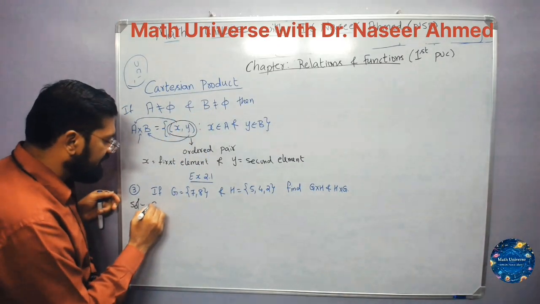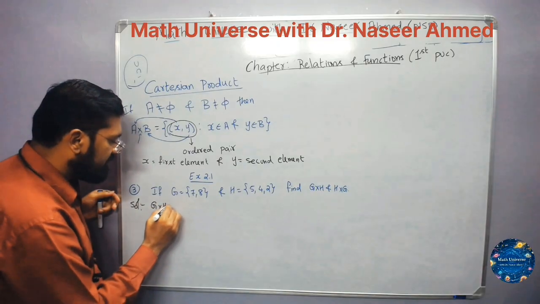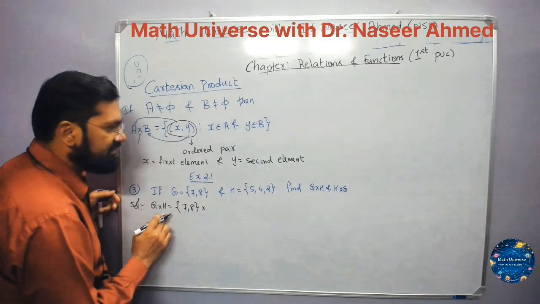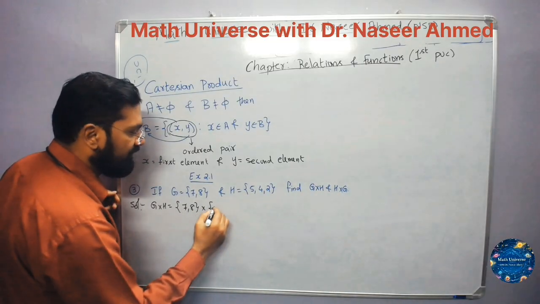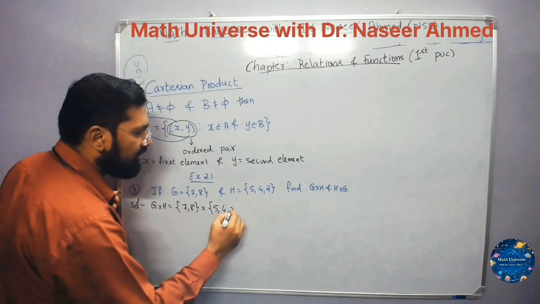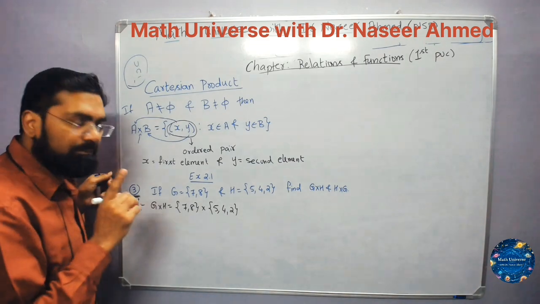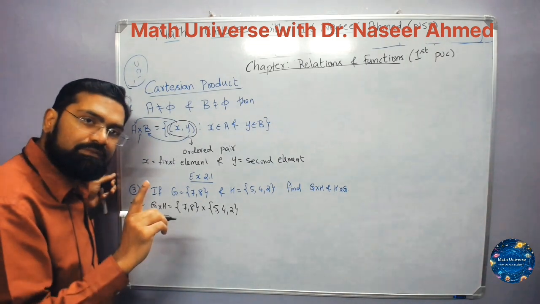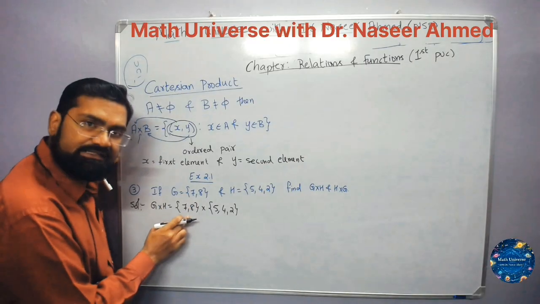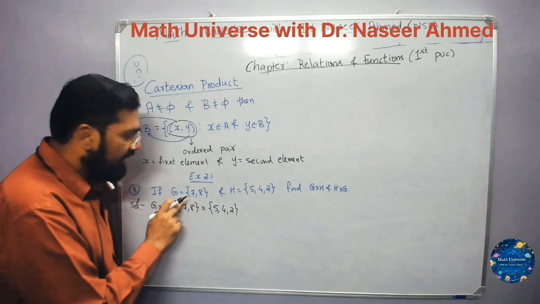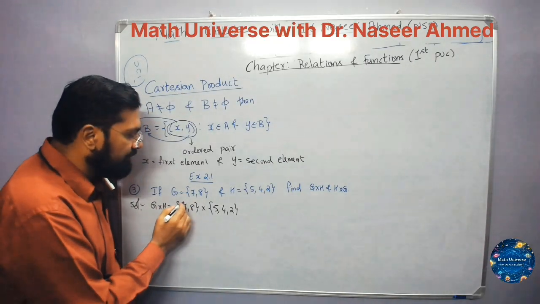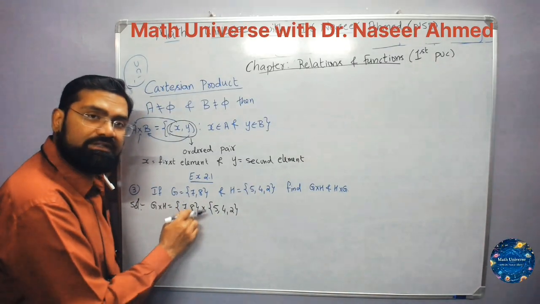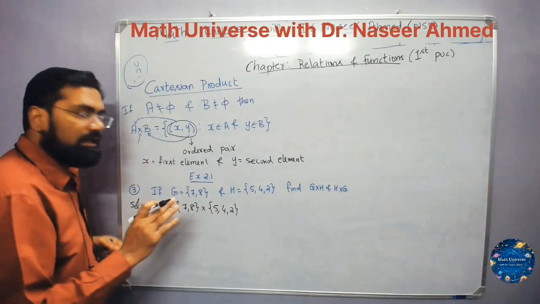So I want G cross H. What is set G? 7, 8. Then cross, what is H? 5, 4, 2. Now let us pair them up. When you are pairing, none of the elements should be missed. How do we make sure none of the elements is missed? Very simple. From the first set, fix an element and pair it with all of the second set. After you complete pairing the first element with all of the second set, then you can go to the next element. Like this, none of the elements will be missed.